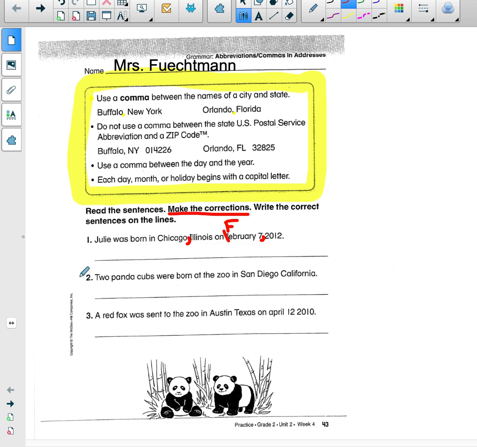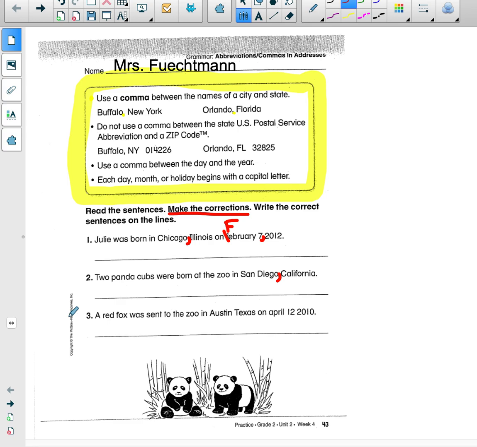First, let's read. 1, 2, read. Two panda cubs were born at the zoo in San Diego, California. Yes, you are right. Separate the city and the state. San Diego is a city, California is the state. And our last one, number 3, let's read.